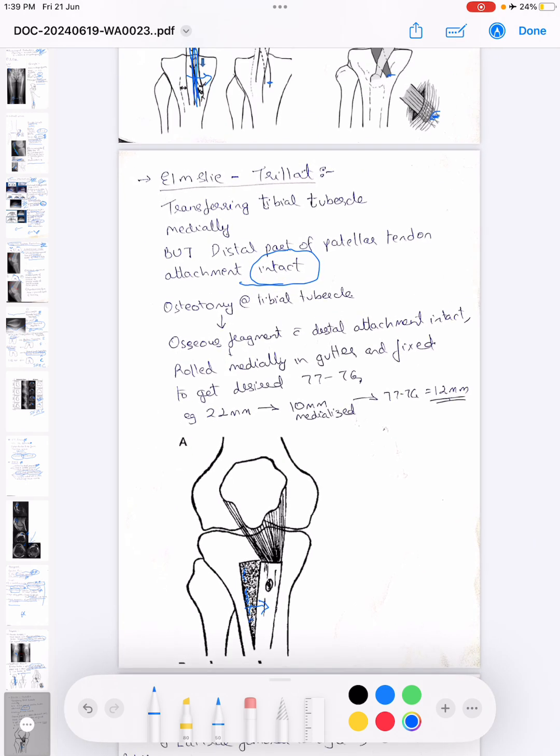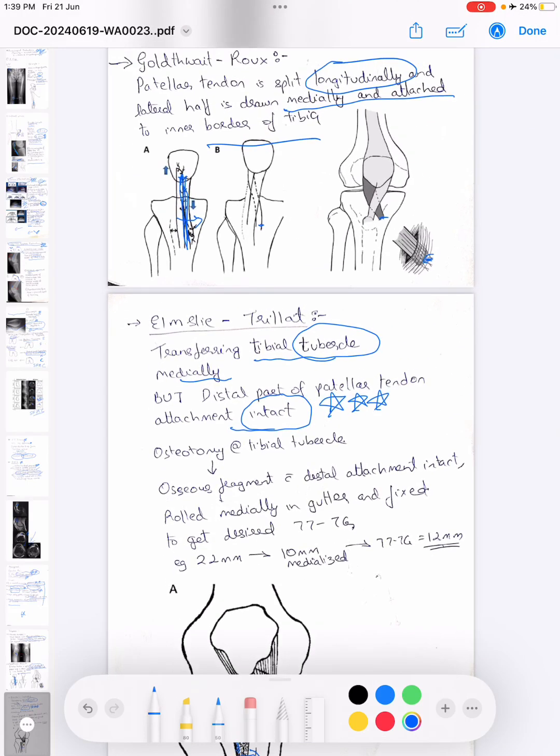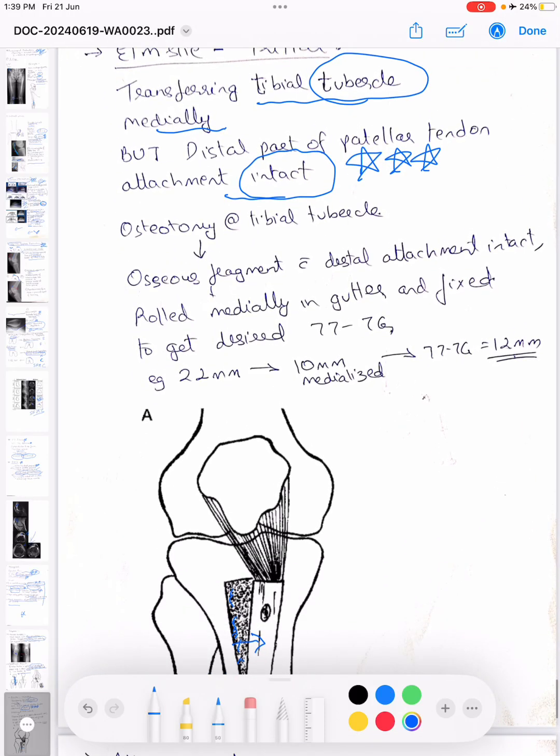So what do we do in the Elmslie-Trillat procedure? We transfer the tibial tubercle medially, but the catch is, as I said, the distal part of the patellar tendon attachment is intact, and there is an osteotomy done at the tibial tubercle, and the osseous fragment with the distal tibial attachment is rolled medially in the gutter and fixed to get the desired condition, right?